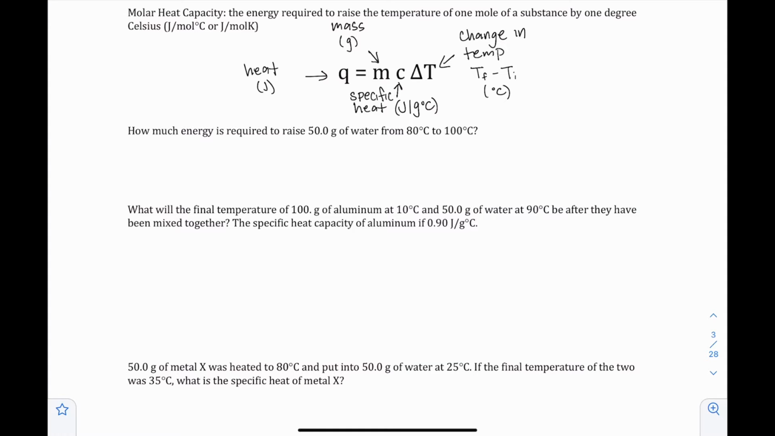Okay, so our first example problem says how much energy is required to raise 50 grams of water from 80 degrees to 100 degrees Celsius. And we are going to use Q equals mCΔT to calculate that. We're going to solve for Q and plug in the mass, the specific heat for water, and the change in temperature from 80 degrees to 100 degrees Celsius.